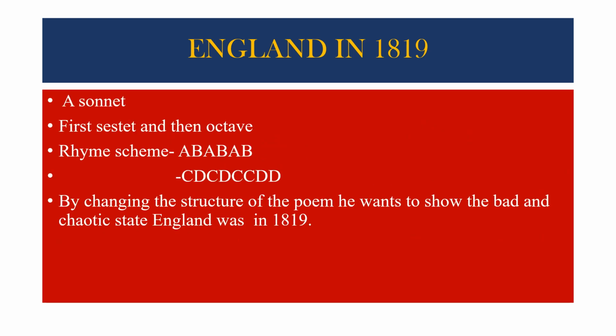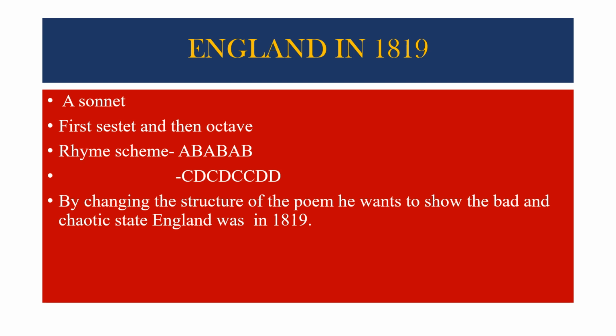Now let's talk a bit about the structure and form of the poem. The poem is a sonnet. A sonnet is a 14-line poem, and the rhyme scheme of this sonnet is A B A B A B. These are the first six lines, the sestet, and then it is C D C D C C D D. So these are the last 8 lines, or octave, if we can call it. Now this octave can further be divided into C D C D, a quatrain, and then C C, and then D D.